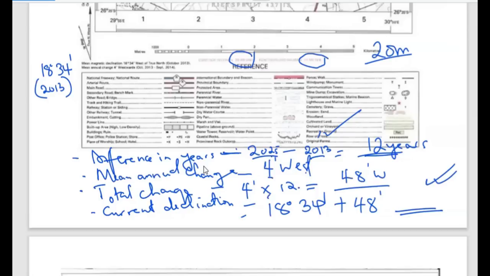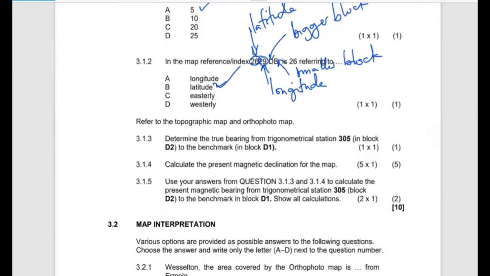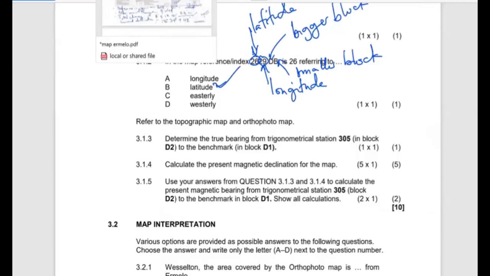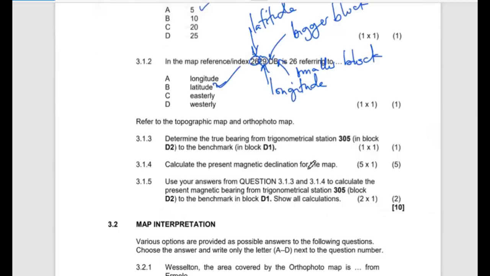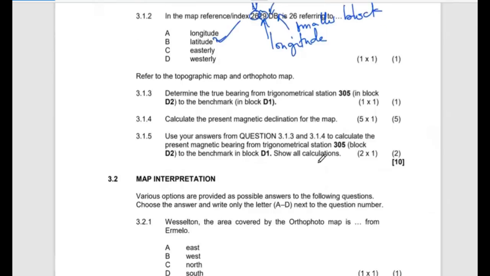Then you calculate the total change. Then for your current declination, you are now adding the total change to the original angle which is provided on the map. Then you got your final answer. That is ultimately how you get those 5 marks. You must present those steps and be able to follow them and illustrate how you are going to deduct and get to the final answer.